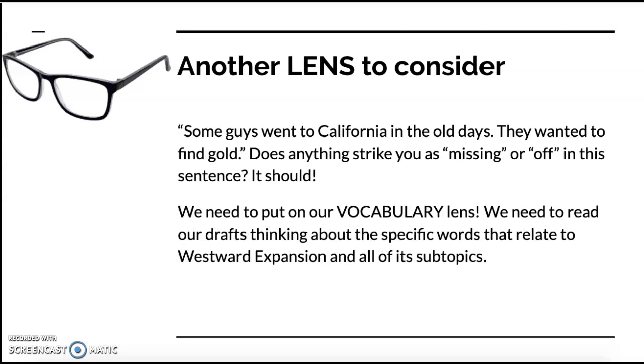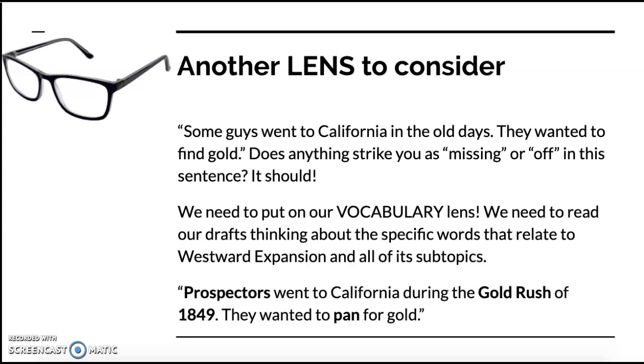So maybe you already figured out that we need to put on a vocabulary lens. That means we need to read our drafts thinking about the specific words that relate to our topic, in this case, westward expansion, or any of the subtopics. So by using a different lens, now that sentence turns into something like this.